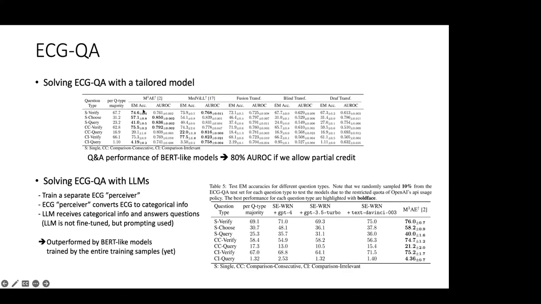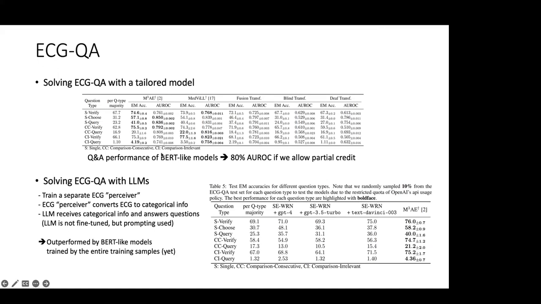The interesting thing is we have a training set. It's a proper benchmark dataset with a training set, validation set, and test set. If you train a BERT-like model on the training set and then test it on the test set, you get about 80-ish AUROC overall. M3AE is one of the recent multimodal BERT-like pre-trained models, so we used that for training the ECG multimodal model, and using that you get about 80-ish AUROC.